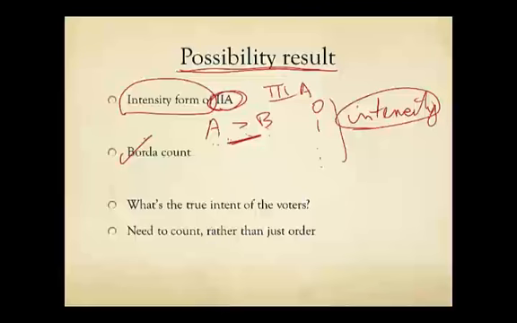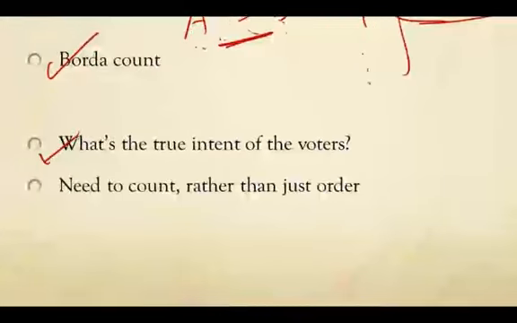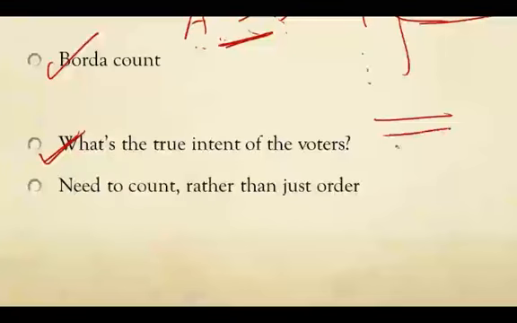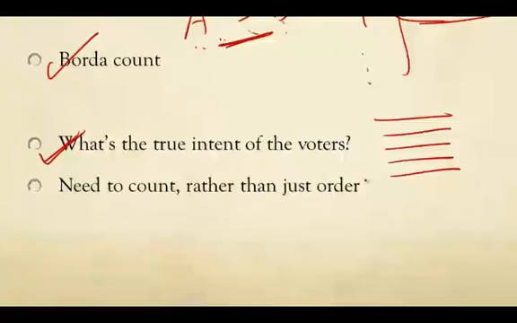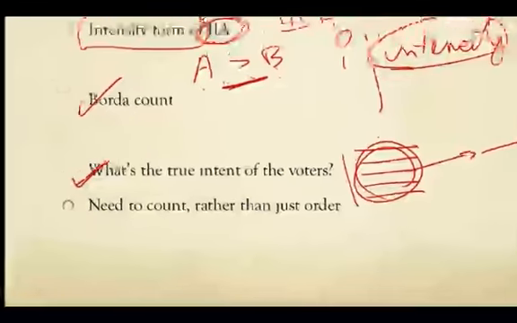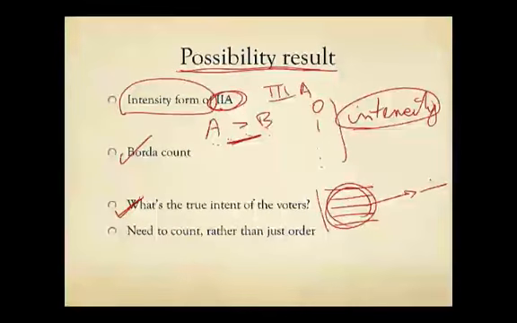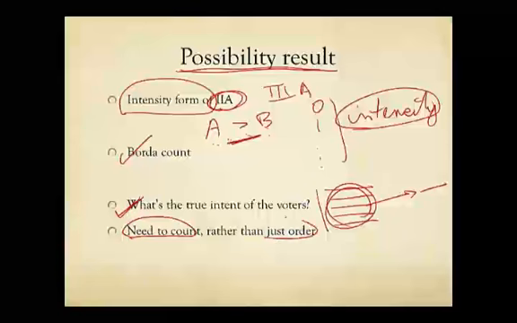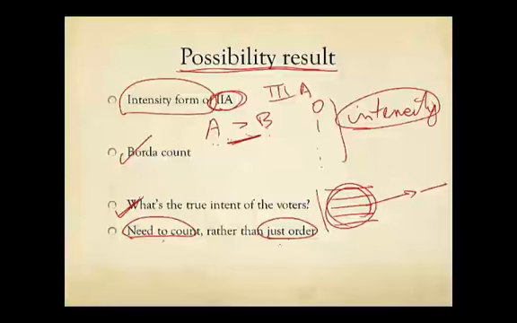People often ask, what is the true intent of the voter? Are we capturing that? Well, the true intent of the voter is already captured. That's the entire set of input lists, the input profile. That is the true intent. If you want to condense all that into a single list, some information will be lost. What this possibility result and Arrow's impossibility result highlight is the need to count, not just to order. We need to know the scale, more than just pairwise relative positions.